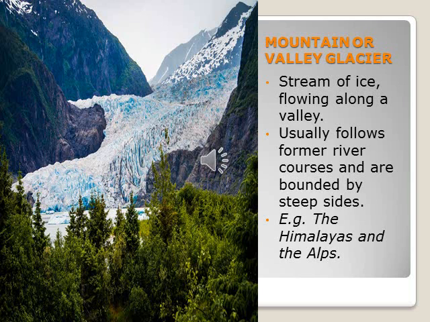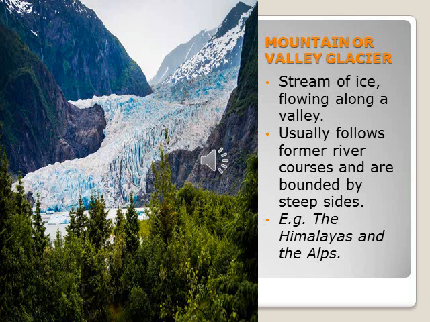So a mountain glacier is a flow of ice over a valley. It usually follows former river courses and is bounded by steep sides. That means it follows the valley of a river. Initially it follows the valley of a river, and it is bounded, that is, surrounded by steep sides. On both sides it consists of huge mountains, and it flows over a valley.